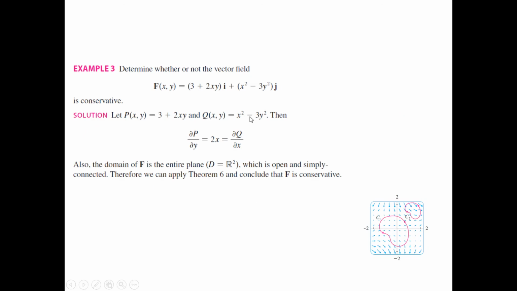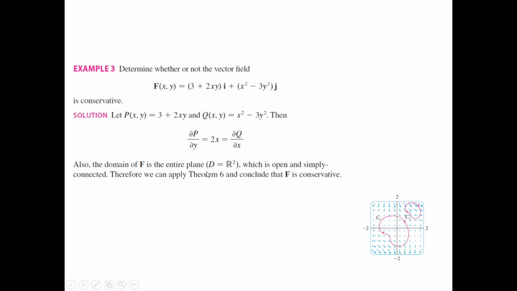Okay, next, determine whether or not the vector field is conservative. Again, P is given by this function, Q is given by this function. So we have partial P by partial y is equal to 2x, partial Q by partial x is also 2x, and the domain of F is the entire plane, D is equal to R square, which is open and simply connected.